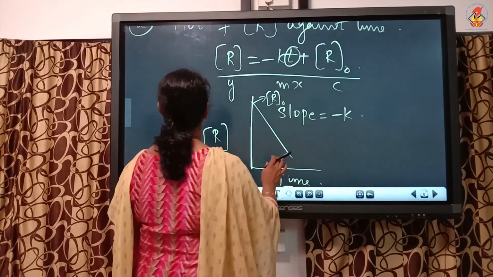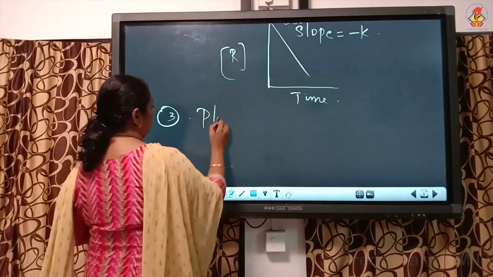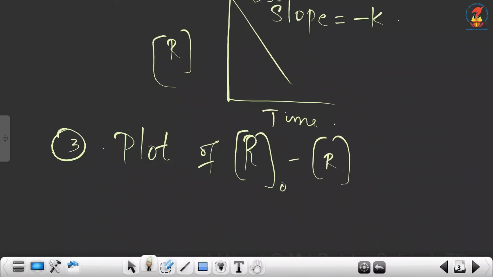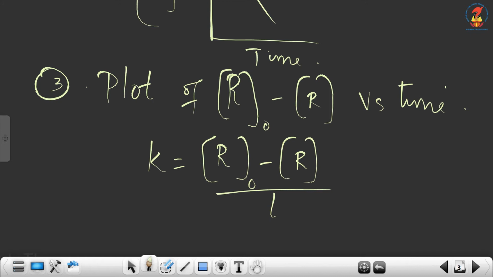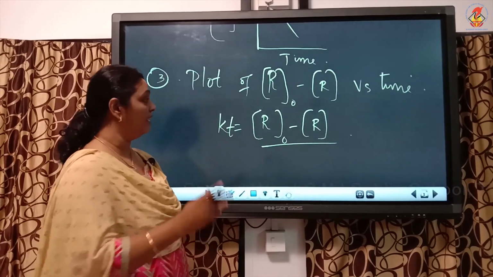Now, next we have one more graph, that is graph number 3. This graph is a plot of R0 minus R versus time. Now, we know the expression for rate constant K is equal to R0 minus R by T. So, we can say KT is equal to R0 minus R. So they are directly proportional.